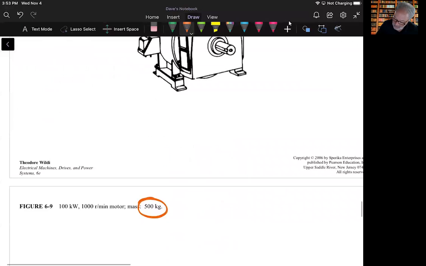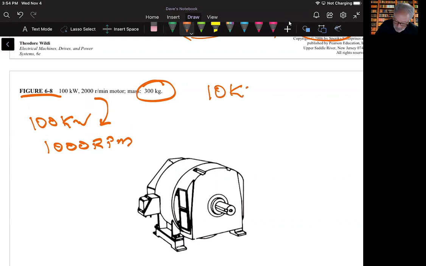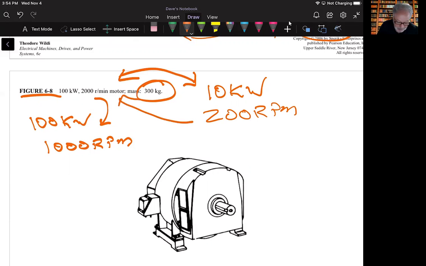So this machine, 100 kilowatts at 2,000 RPM, would have about the same physical size as a 10 kilowatt motor at 200 RPM. Okay, so decrease by a factor of 10. And look at the relationship between the speed. Okay, so that's something I want you to take away from this.